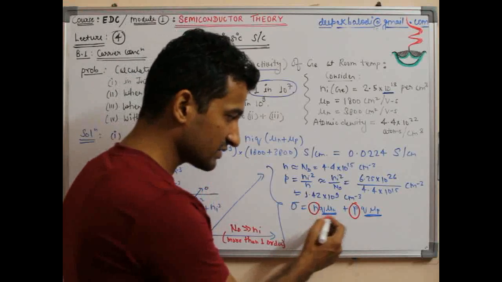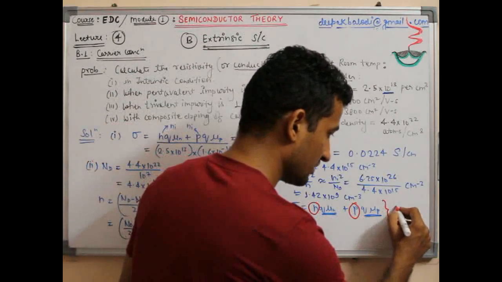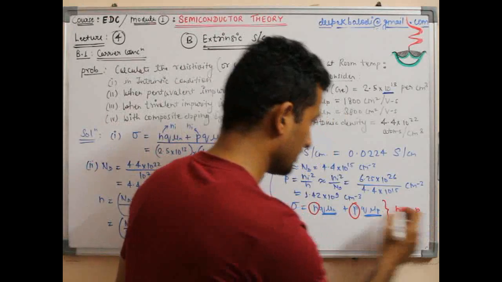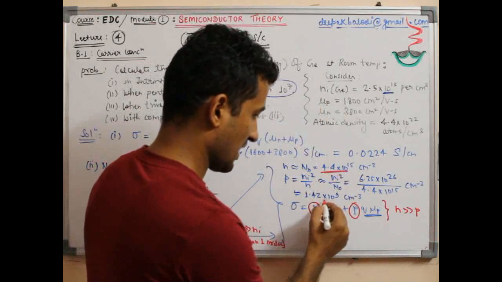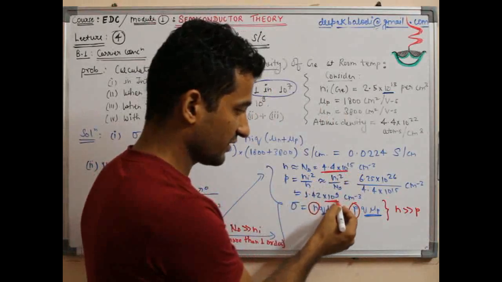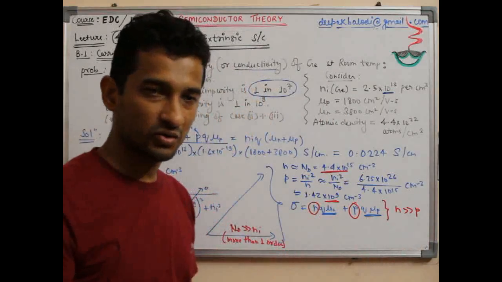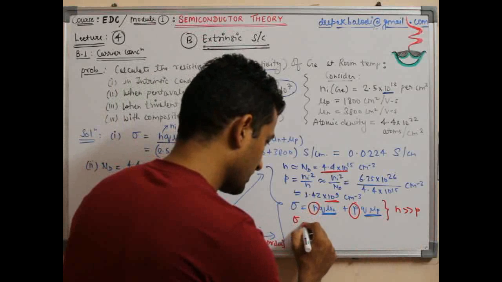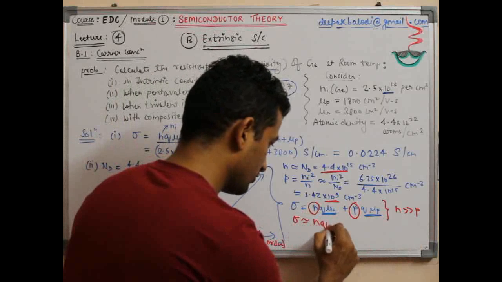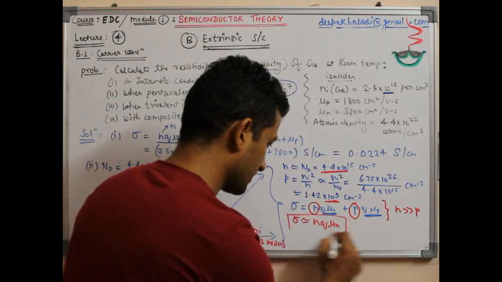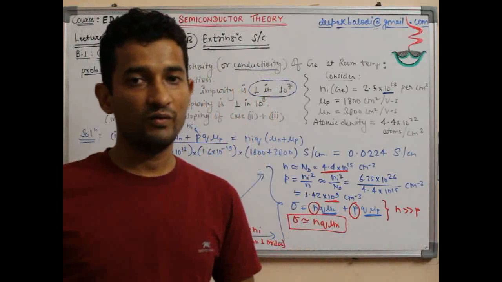So here n is greater than p. n is this and p is this, so 10 to the power 15 and 10 to the power 9. If it is happening, then it is illogical to add these two terms. So this only becomes nqμn. So therefore, what do we conclude?